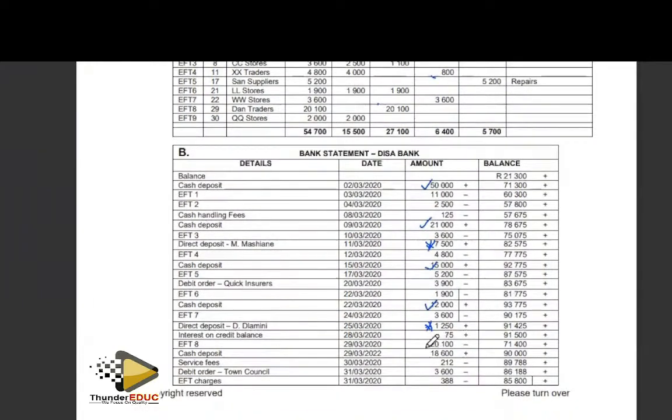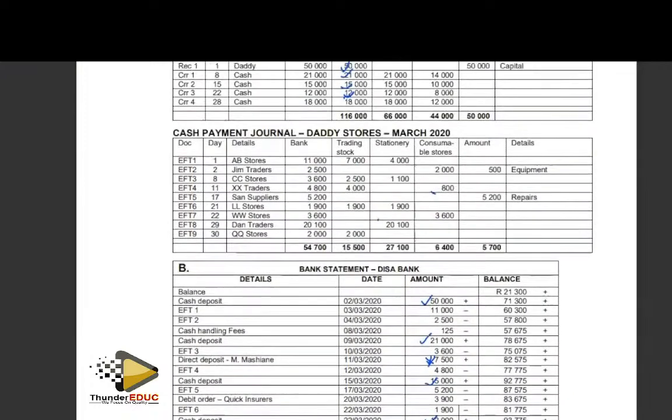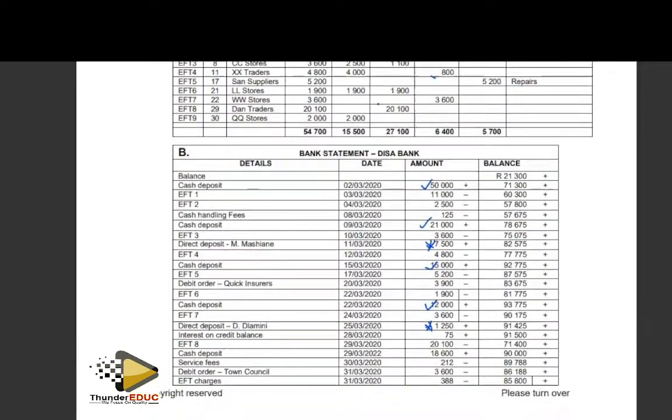Okay. Then there is 18,600. Let's check it in our cash payments journal. 18,600. It's not there, which means there is also 75 here. Before we go there, 75, we don't have it. Okay. Then there is 18,600. We don't also have it. So those ones we have to deal with them.